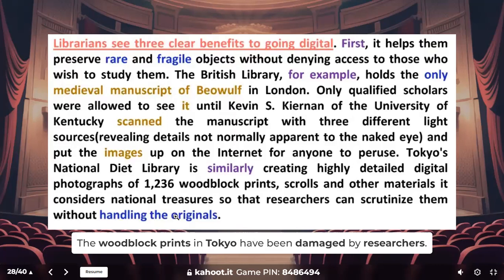No. Then be careful. And this is the problem with the students. You should never jump to conclusions. Never. Because if you try to conclude something, you will find this statement is false, because here I said without handling the originals, so it means that the originals are in a safe place. Well, you should never jump to conclusions.